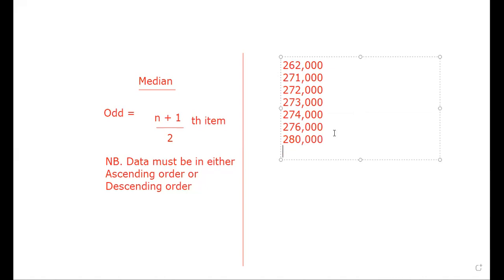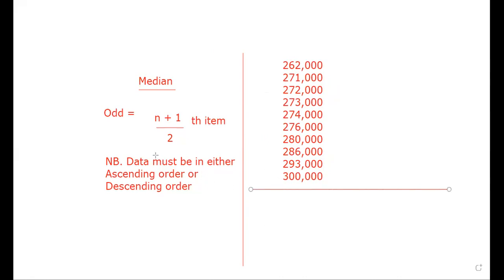From 280, we move to 286. Then from 286, we move to 293. Then from 293, we move to 300. And I believe I have 8. 1, 2, 3, 4, 5, 6, 7, 8, 9, 10. I've got 10. So I've arranged them so that this is the first item, the second item, the third item in that order. So we have the first item up to the 10th item, all of them arranged in ascending order. That is what we must first of all do when computing median.